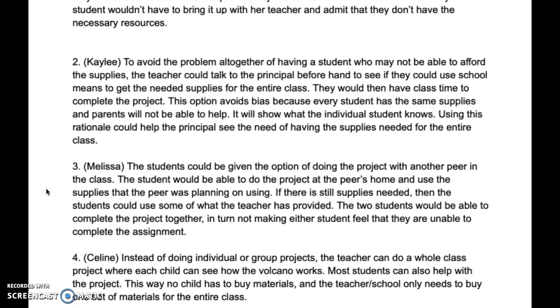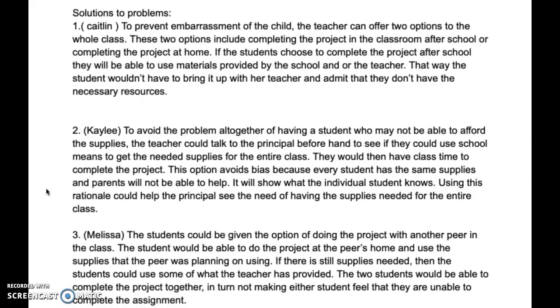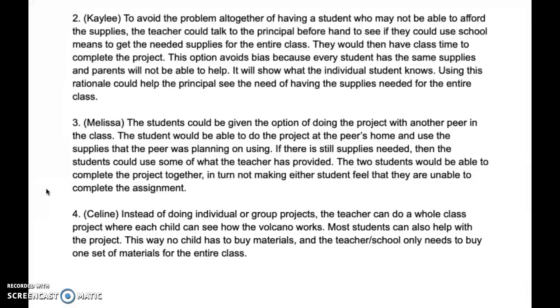The option that we felt was best to solve this problem was option number 2. We felt this was the best solution because it provided a way for all of the students to participate and have a hands-on experience while they learned about volcanoes. This would only work if the school was able to supply the necessary items for the entire class to make the project.